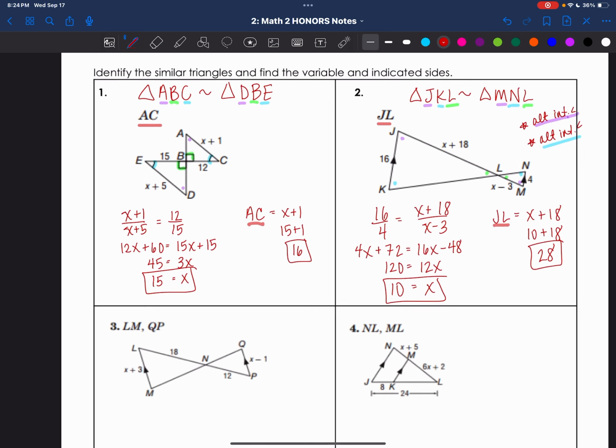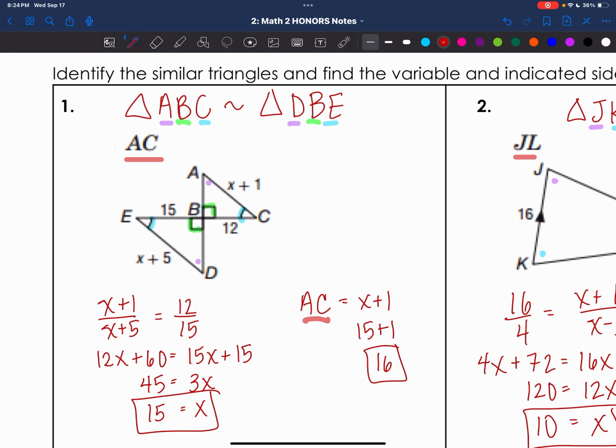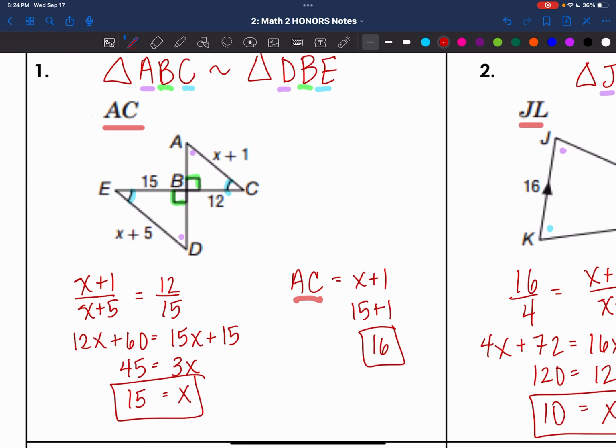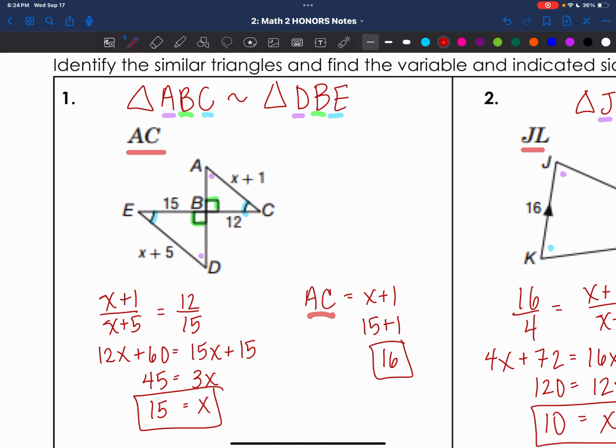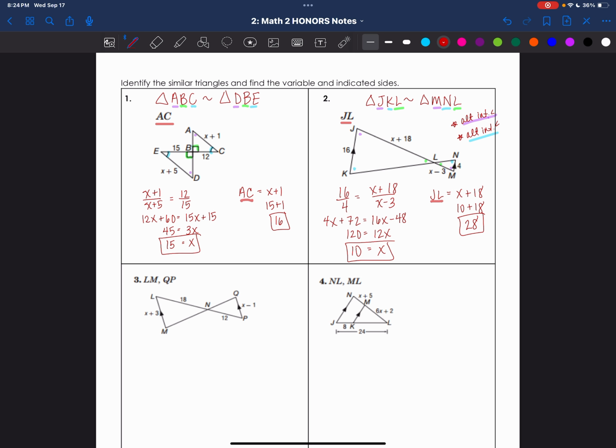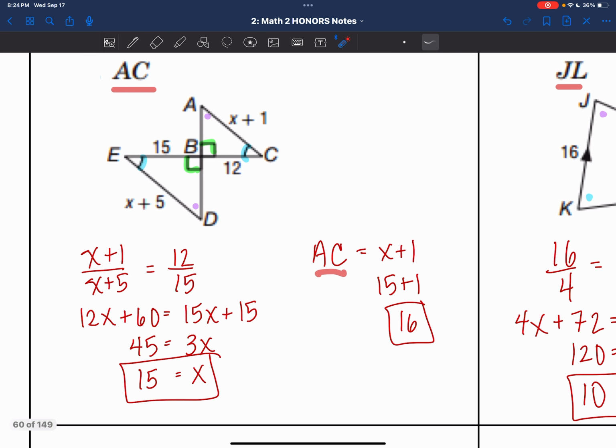All right, so now let's go here, and now we're going to identify triangles or similar triangles and find the variable in sides. So let's first set up a similarity statement from here. And when you're doing this, I like to color code. So it's talking about the indicated side. So we're going to find this at the end. So first let's find out, are they similar? So I know this angle goes with this angle. I know this angle goes with this angle. So that means these two have to go together, and then you have your corresponding sides.